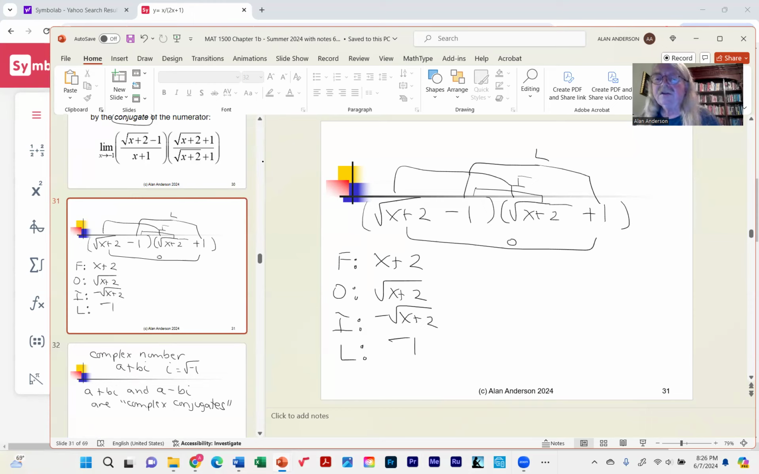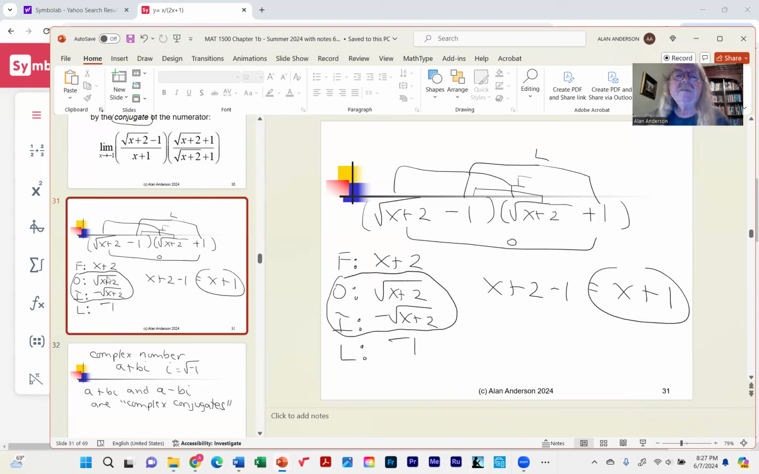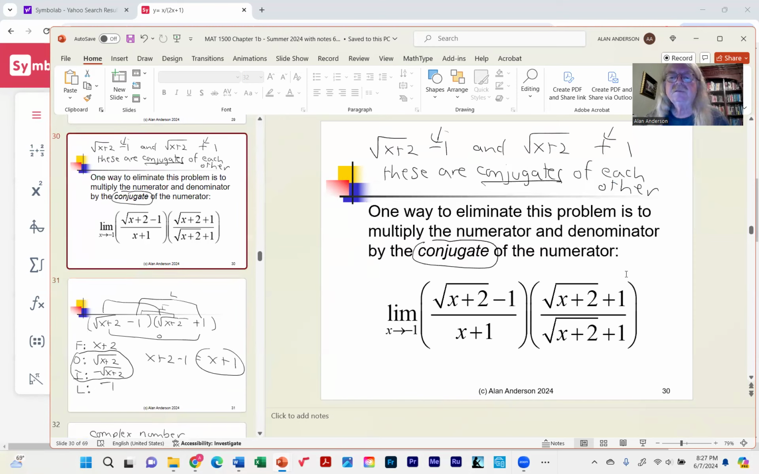Now, here's a great thing about conjugates. When you multiply them together, the outer and inner terms will always cancel each other out. That's the purpose of doing this, so that what you're left with is x plus 2 minus 1, which is simply x plus 1. So that becomes our numerator.